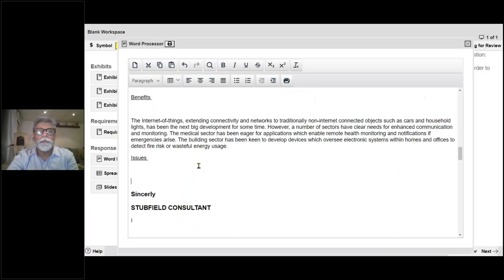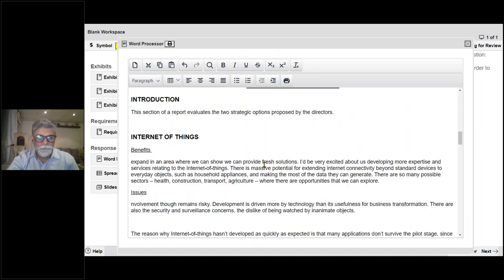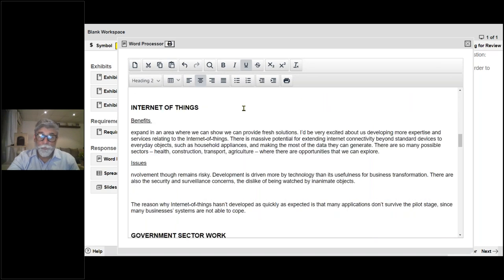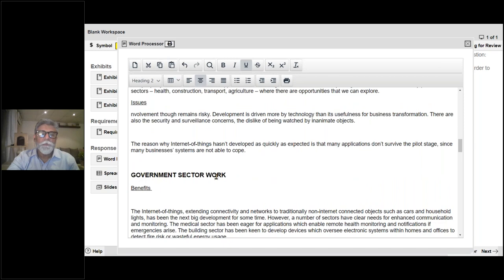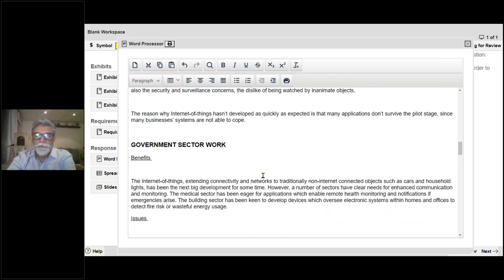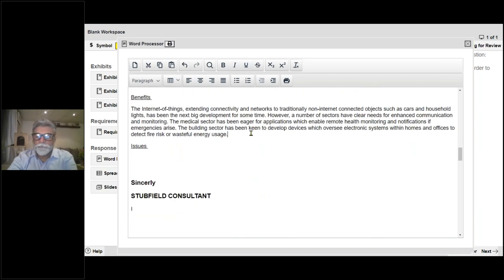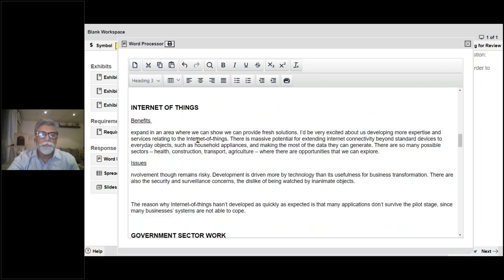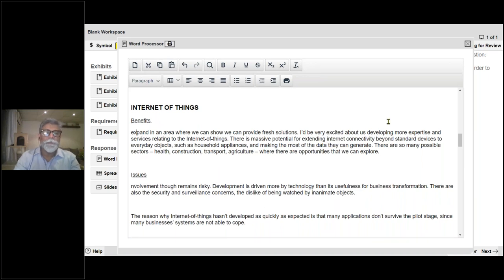So do you understand the layout of a report? Introduction, this is part of the format. Internet of Things, option one: what are the benefits? What are the issues? Government sector contract: what are the benefits? What are the issues? And a closure. Now you will read this and give it a little bit of shape, add your own comments. So what is the benefit of Internet of Things?